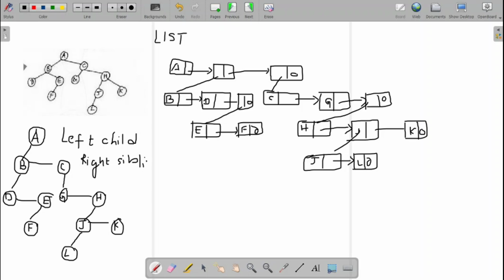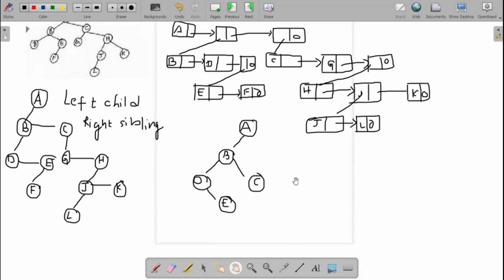Then the next one is a degree 2 tree. How to get that one? So start with the root node. Left child. You have to rotate this by 45 degree. So left child B. Right child of the B is its sibling. Sibling is C. Again for the B, left child D. Right side will be my sibling, that is E. For the E, left child is F.